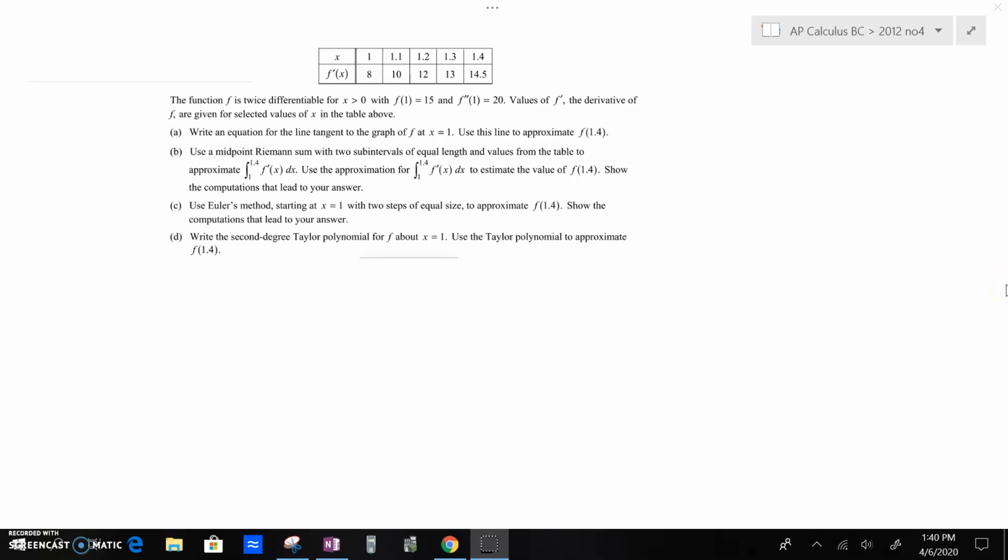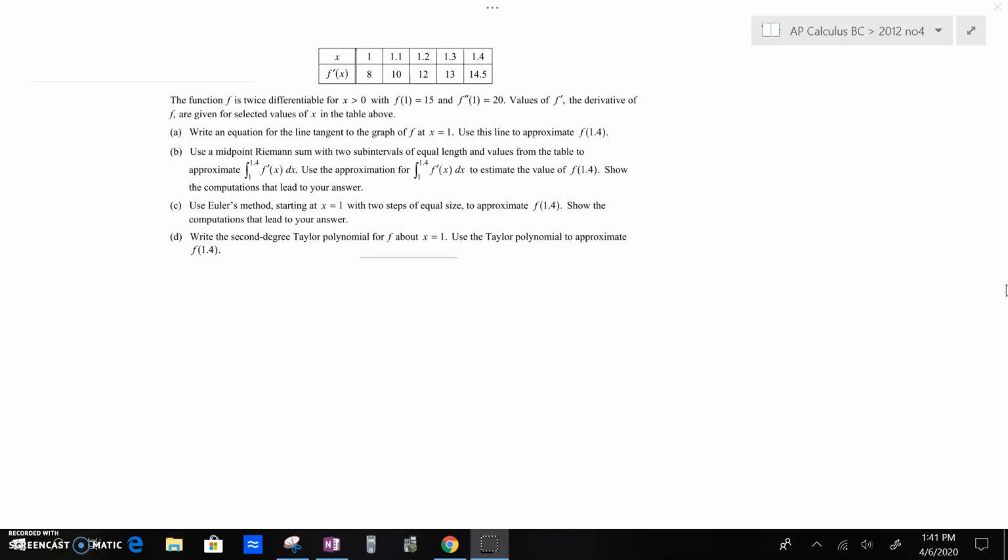Okay, so here's the solution for the free response question from 2012, number 4. And what I like about this question is it's got kind of a mix of A, B, and BC material. It's also actually, when you step back from it, kind of cool what they're asking you to do. They're asking you to use 4 different estimation methods to find the value of f of 1.4 on this function.